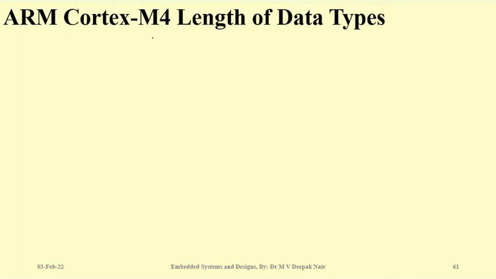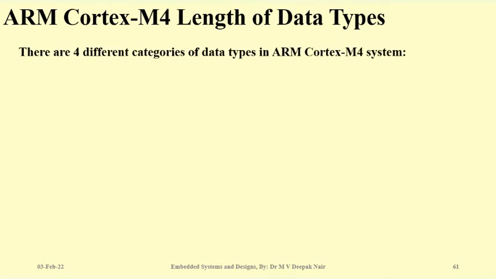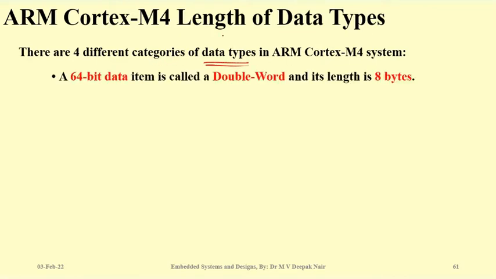Okay, so now the length of data types. There are 4 categories of data types. When we say data types, we are talking about the variables we declare, for example int, char, long, all those kinds of data types.